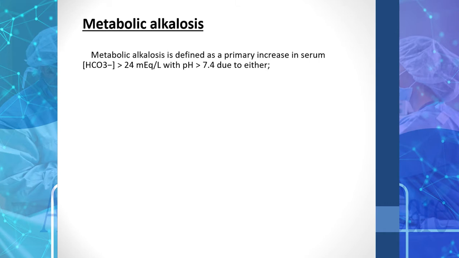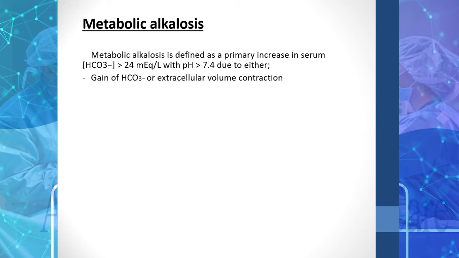Metabolic alkalosis is diagnosed when there is pH more than 7.4 and the abnormal pH range is above 7.45, but for the sake of ABG interpretation, we will consider metabolic alkalosis if the pH is more than 7.4 and the HCO3 is more than 24.